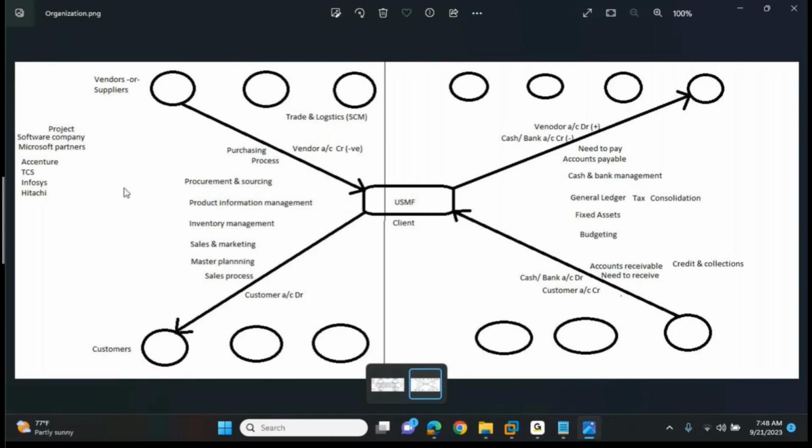Actually you are going to work in a software company, but we are not talking about the software company now. Because if you want to implement from here to here, you need to imagine this is your company. Then it will be easy to understand. Is it clear to everyone? Any confusions?